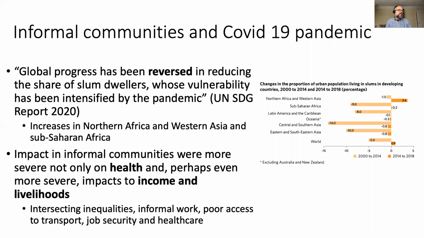Especially in Northern Africa, Western Asia, and Sub-Saharan Africa, there were reported increases in people living in slums, and in Latin America there has been much less progress than before. So the impact of this pandemic on communities in general has been very severe.